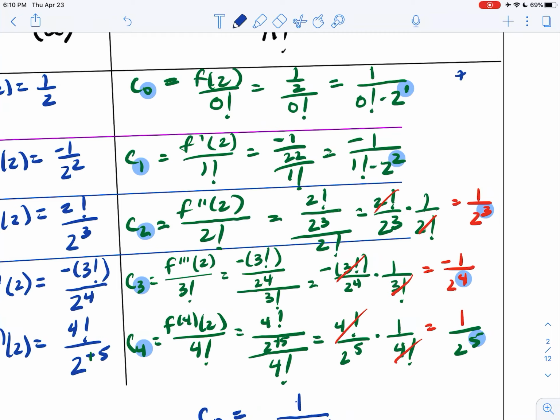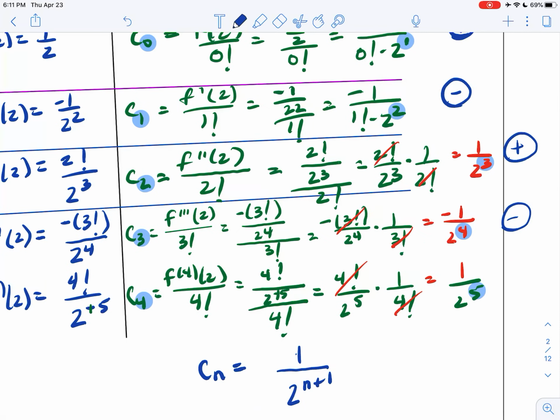But now I'm looking at the positive negative. For C sub 0, I have a positive output. For C sub 1, I have a negative output. For C sub 2, I have a positive output. And then I do see that I have alternating, so I'm going to get a minus 1 to the n.